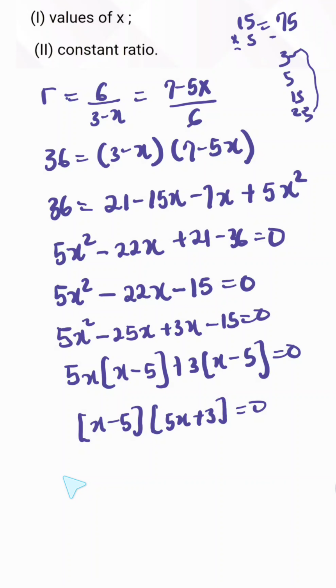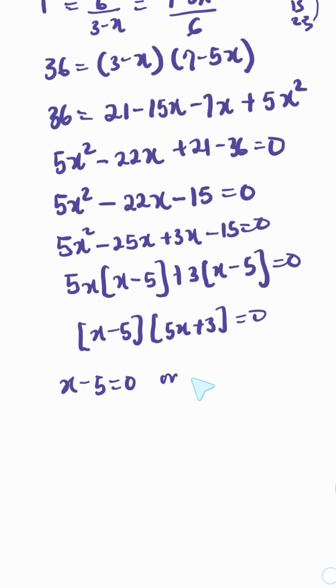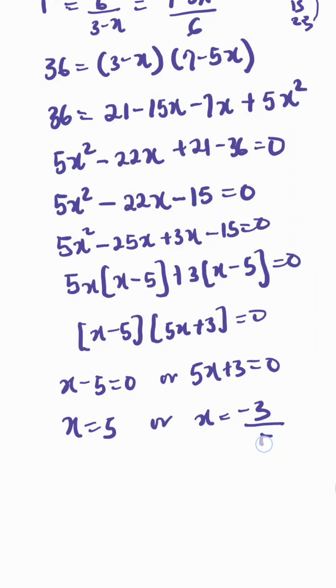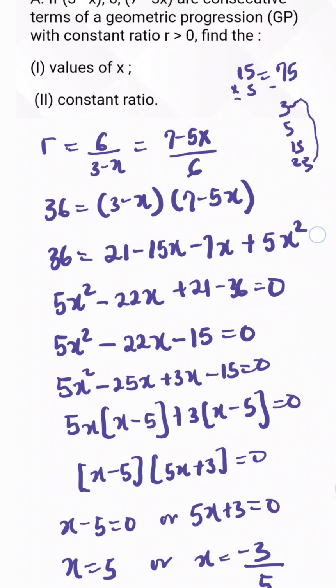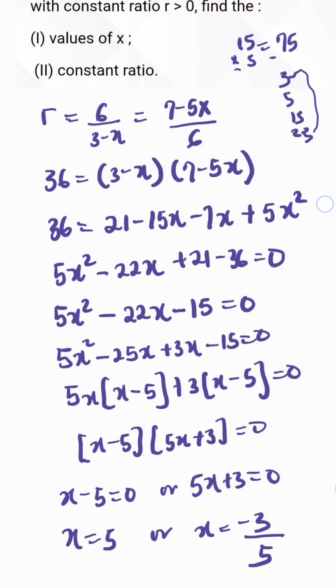Equate each of the terms to 0, which is x minus 5 equals 0, or here we have 5x plus 3 equals 0. So here we have x equals 5 or x equals negative 3 over 5. So those are the two values of x. So x can take any of these two values.